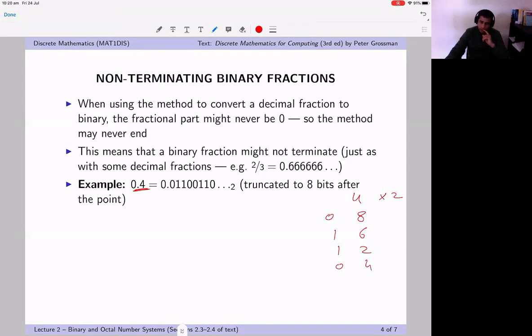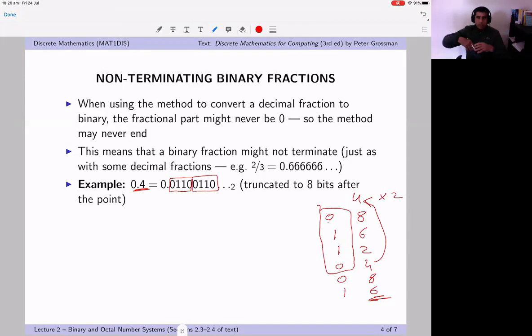Now you see this 4 is the same as that 4 up there. So that means now it would start repeating itself, right? We can go a bit more and you can verify that. After that, as you can see, this block is repeating itself indefinitely. We would never get 0 here. So this 0.4 would be 0.0110, and then again 0110, and then again 0110, and so on.